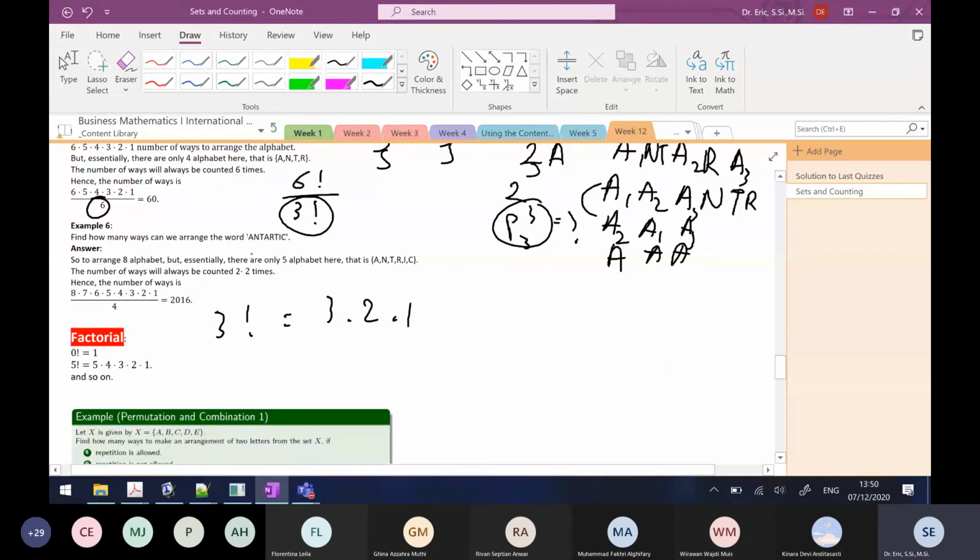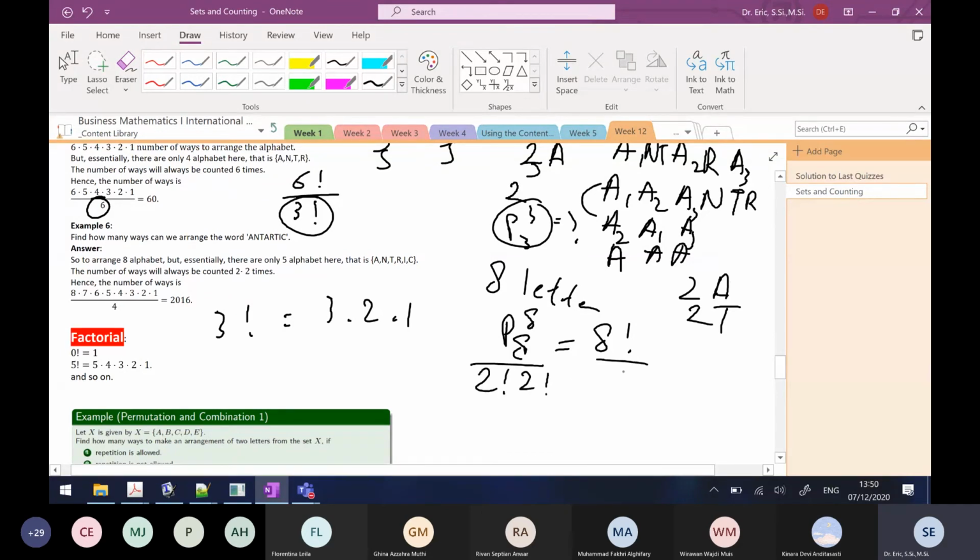ANTARCTIC. So you have 1, 2, 3, 4, 5, 6, 7, 8: 8 letters. So overall, if the order is relevant, you have permutation 8 of 8, choosing 8 letters from 8. So you have 8 factorial. But there are 2 A's and 2 T's, so you have to divide by 2 factorial and 2 factorial. So you have this one.